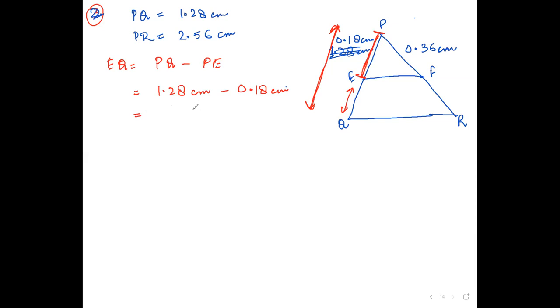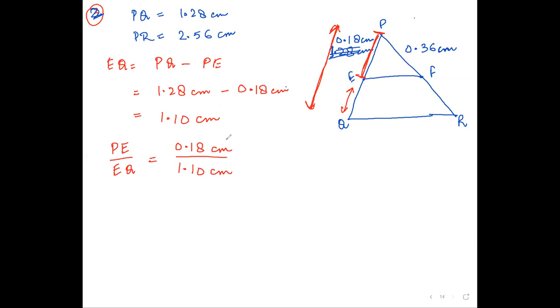Don't use calculator, please. 1.10 centimeter. Okay, that's right, so you have got EQ. Similarly, you will find FR on the other side. So let's check the left-hand side ratio. I want to check PE upon EQ, right? Yes, ma'am. PE upon EQ. That means PE is 0.18 centimeter and EQ I have found 1.10 centimeter, right?